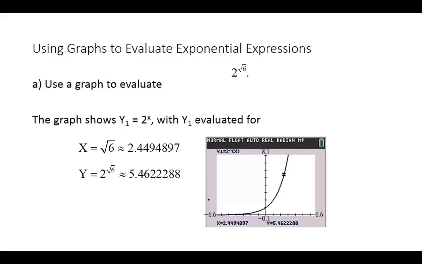You could use your calculator or you can use a graph. As you can see, your graph shows that y would be equal to 5.4622288 when x is equal to this value, 2.449487. This is how you evaluate this using the graph.